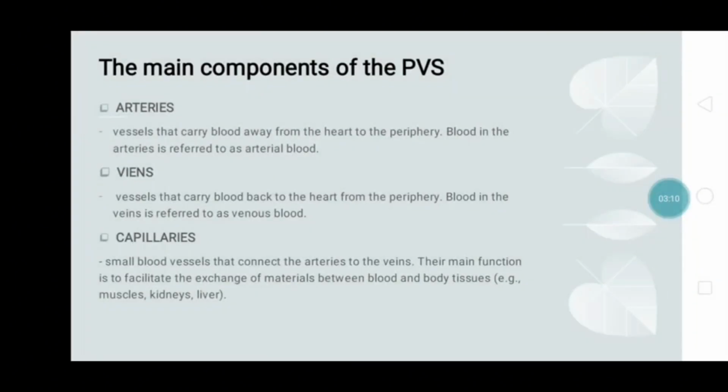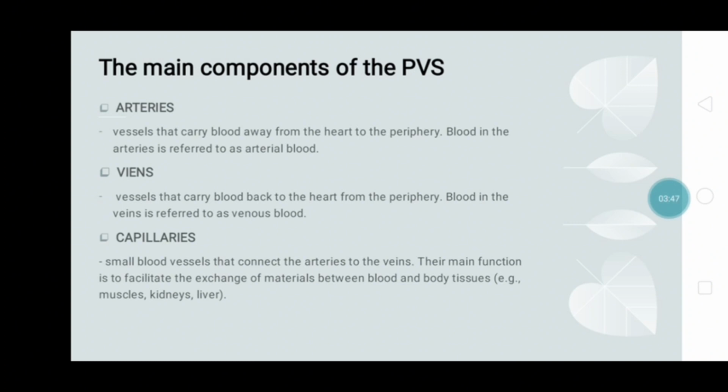So next are the veins, vessels that carry blood back to the heart from the periphery. They are the blood vessels that carry blood low in oxygen content from the body back to the heart. So sila yung nagdadala ng blood pabalik sa heart from the periphery. So kung yung arteries is nagdadala palayo sa heart, ito namang veins is sila yung nagdadala pabalik sa heart.